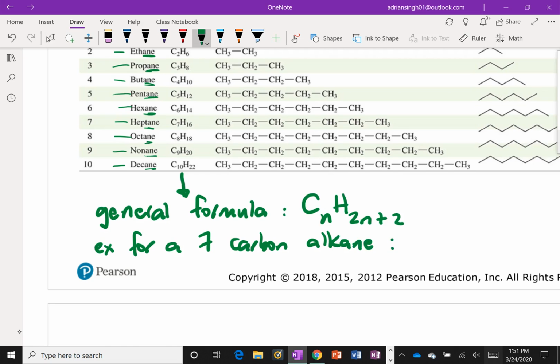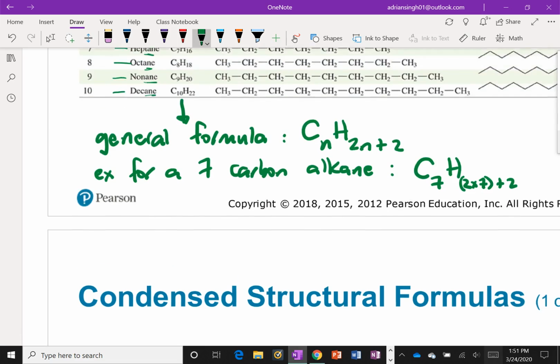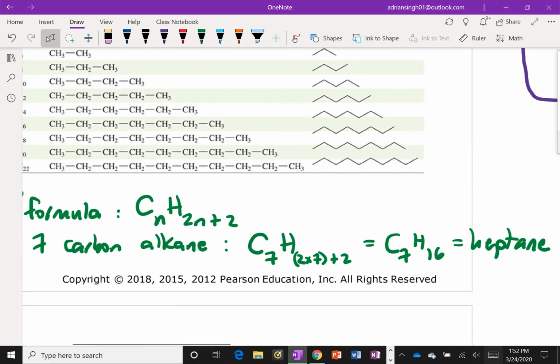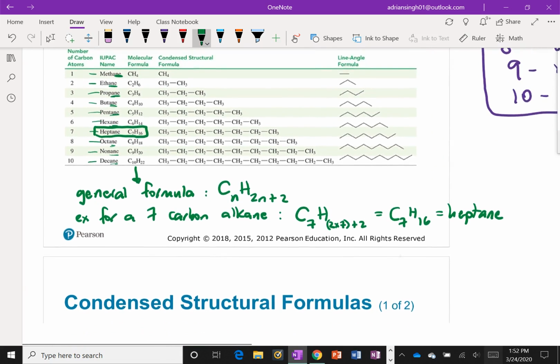So for instance, for a 7-carbon alkane, we can actually predict the chemical formula. So C7 and then H 2 times 7 plus 2. All right, that would be C7, 7 times 2 is 14, plus 2 is 16. And that would be the formula for heptane. And if we go back to our table, right, we can see heptane right here. C7H16. Right, so that's a shortcut for determining the formulas.